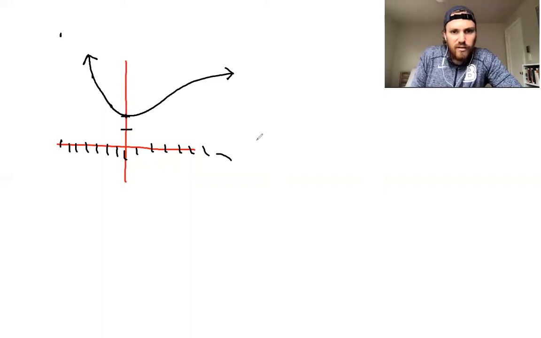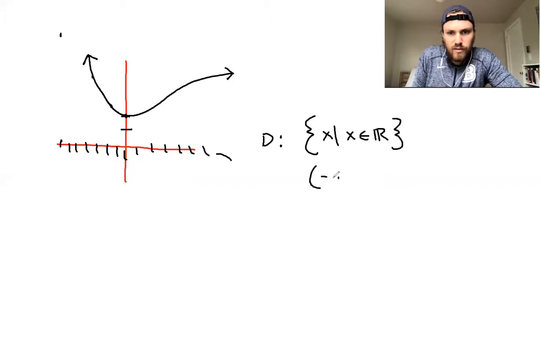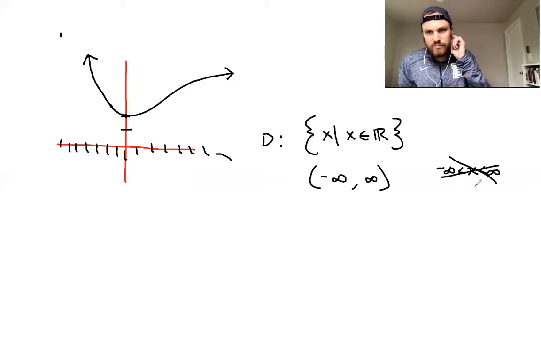And so it looks like the domain, which sometimes I just abbreviate as D colon, would be either x such that x is an element of the reals, or I could write negative infinity to infinity. What I cannot write is negative infinity is less than x is less than infinity. No, we do not. That notation just doesn't make sense.